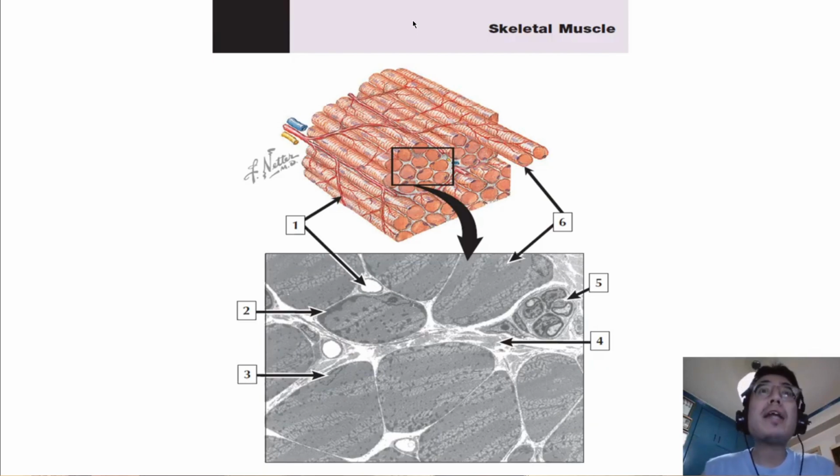Muscle tissue is classified into one of three categories according to structure, function, and location. Skeletal muscle is the most common and characteristic type, and the other two types are cardiac muscle and smooth muscle.